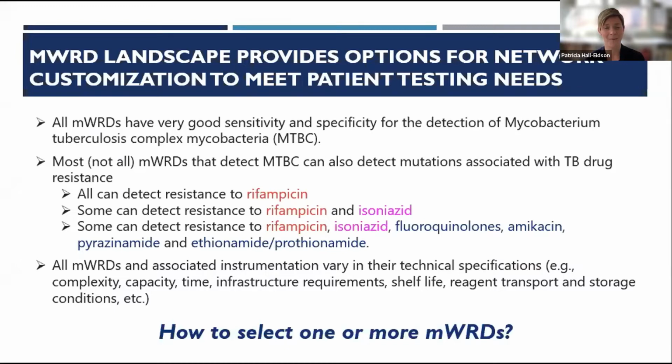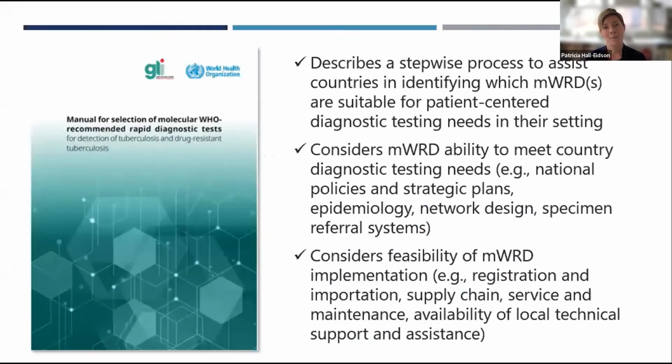And this is where the manual that we're going to discuss today fits in. The Global Laboratory Initiative, or GLI, and WHO have now launched a new manual to be used as a tool to address this question. It's entitled the Manual for Selection of Molecular WHO Recommended Rapid Diagnostics, or again, mWRD tests for detection of TB and drug-resistant TB.